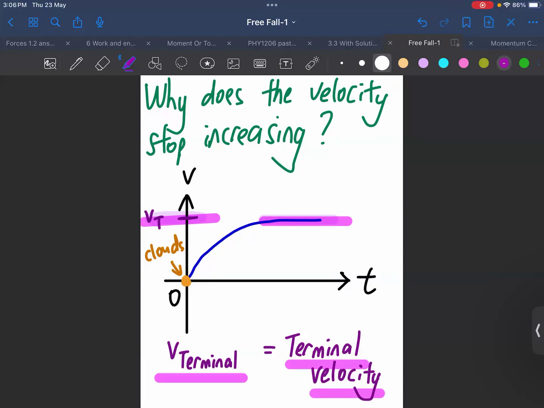Yeah. So if people ask you, what is the largest speed achievable by a falling object, then your answer will be terminal speed. Are you good? Have you ever heard of the word terminal before? Terminal bus station. Have you ever heard of that? Terminal bus station.